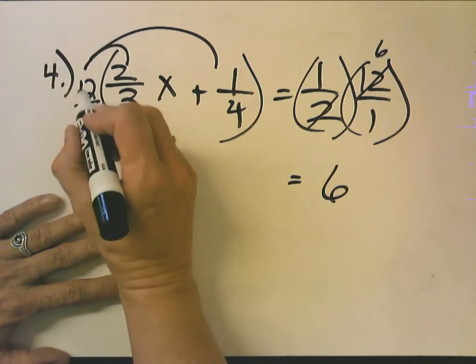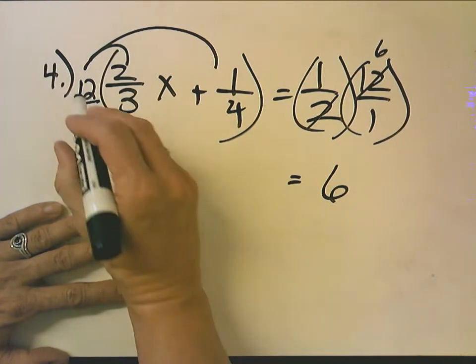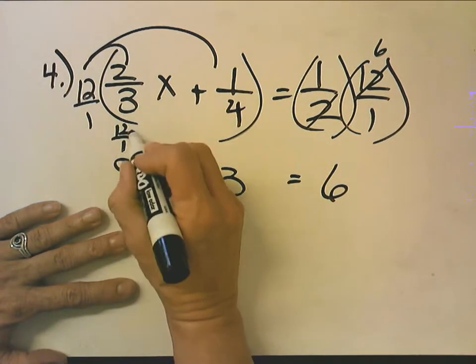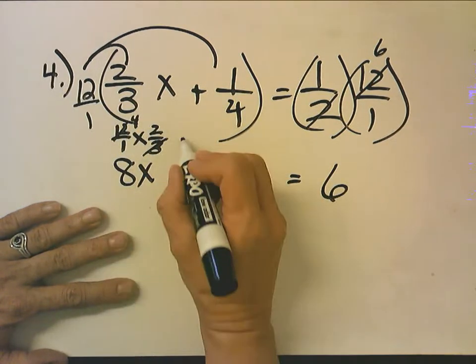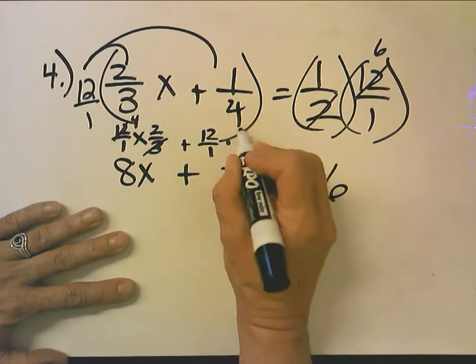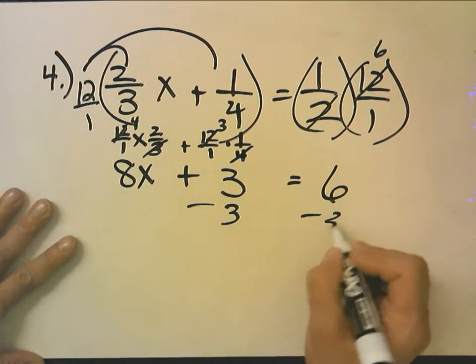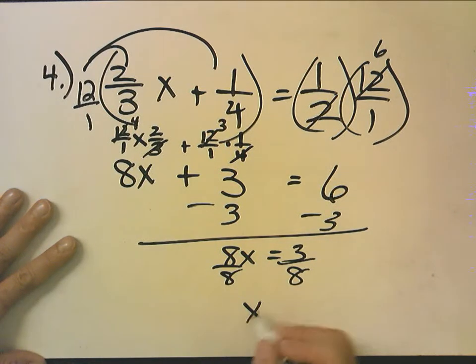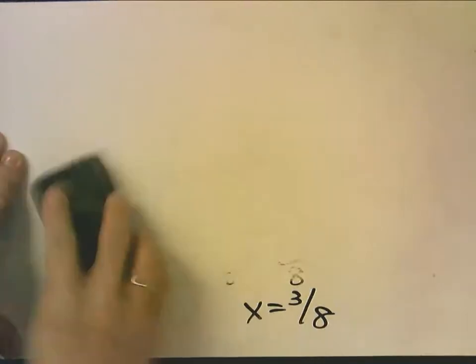Here again, you can say 12 times 2 is 24, divided by 3 is 8x. 12 times 1 is 12, divided by 4 is 3. Or we could show 12 over 1 times 2 over 3 becomes a 4. 4 times 2 is 8. 12 over 1 times 1 over 4, and that becomes a 3. Now I subtract 3, and I get 8x equals 3, divide by 8, divide by 8, x equals 3/8. Okay, so these are different cases of how to handle fractions.